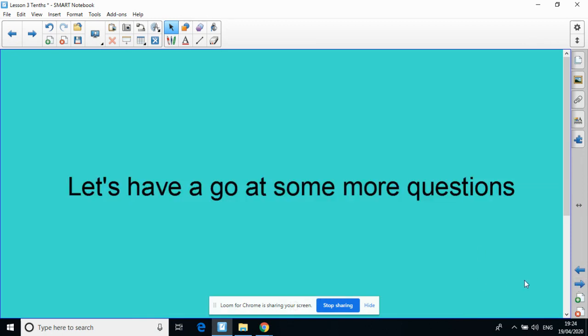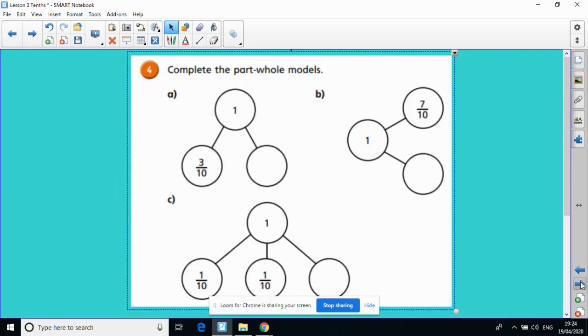Let's have a go at some more questions. Complete these part whole models. A, B, C, in your books neatly and carefully.